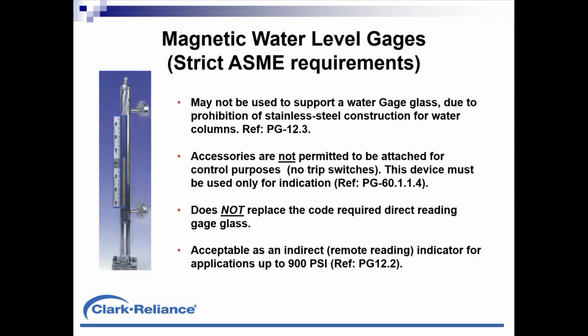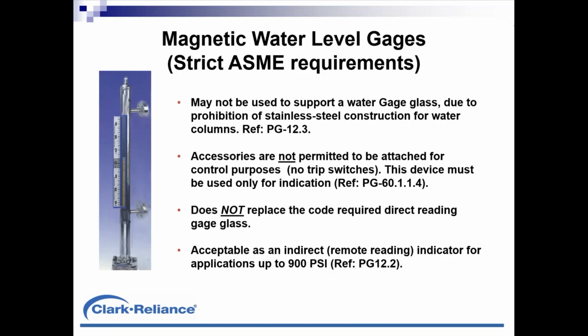And in the process level world, it's very common to replace glass and use these in the same vicinity, and you see the level where perhaps you read the glass before. However, this does not replace the code required glass. It's an indirect reading device. We're relying on the float within the chamber containing a magnet to attract or repel that externally mounted indicator.